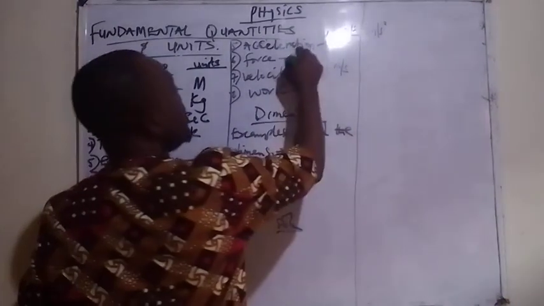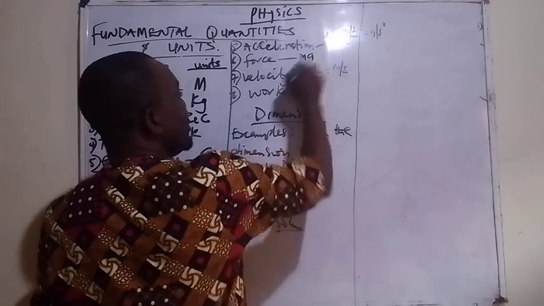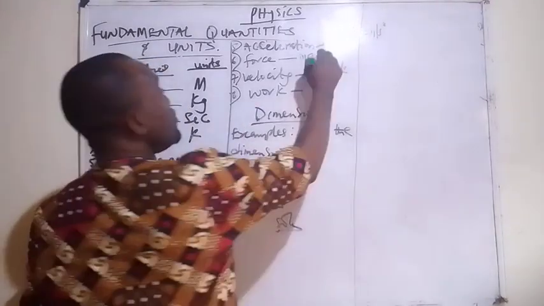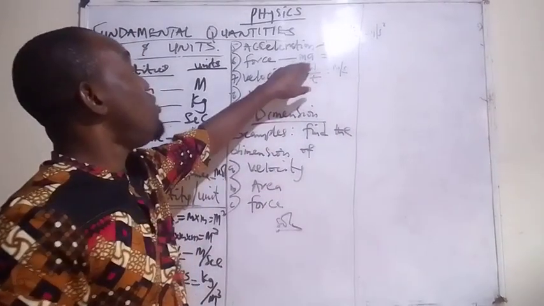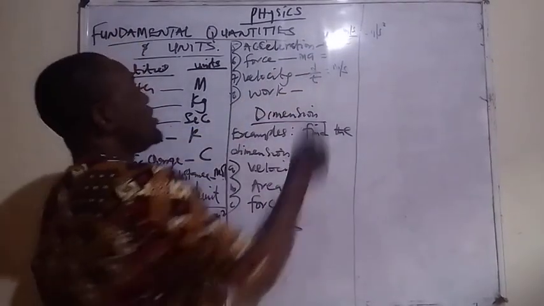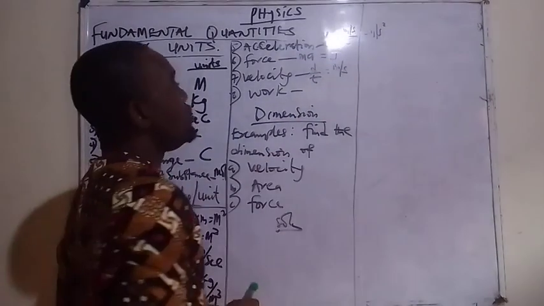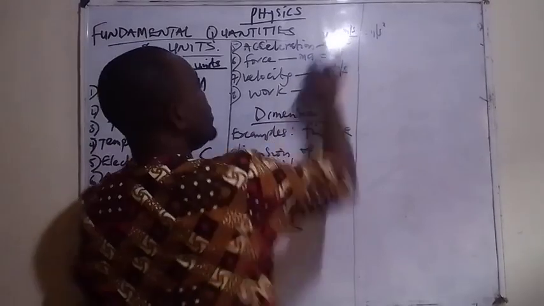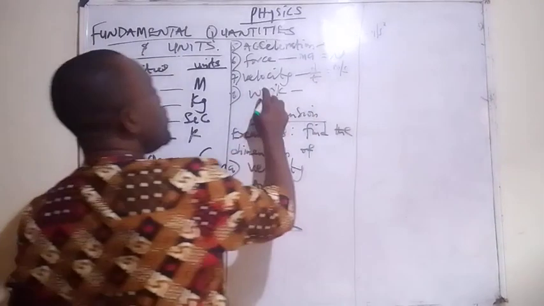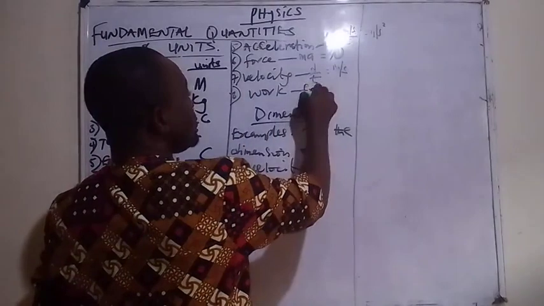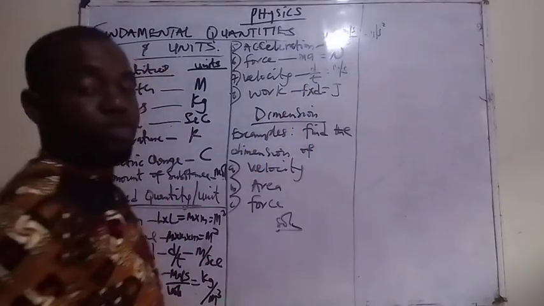Now, force. The formula for force is what? Mass times what? Acceleration. ma. That's the formula for force. But we are not working with the formula now. You remember I said it's not all. The unit of force is Newton. Is it clear? Then work. Work is what? Force times what? Distance. The unit of work is joule. Do you get it?